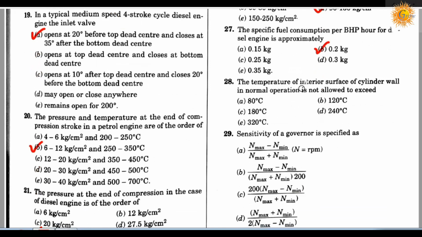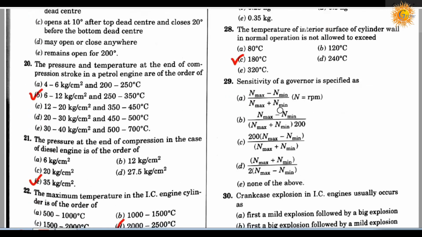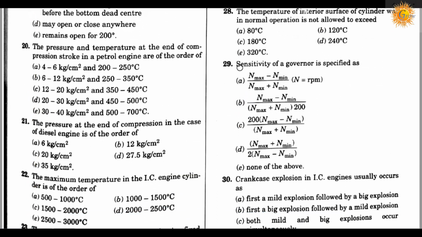Question 28. The temperature of the interior surface of the cylinder wall in normal operation is not allowed to exceed: option A 80 degrees centigrade, option B 120 degrees centigrade, option C 180 degrees centigrade, option D 240 degrees centigrade, option E 320 degrees centigrade. So the correct answer is C, 180 degrees centigrade.